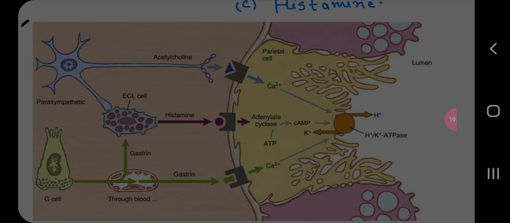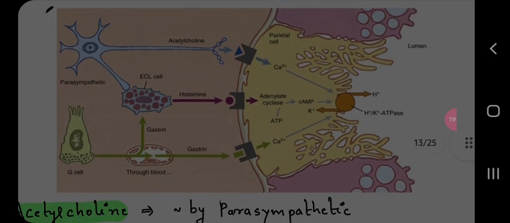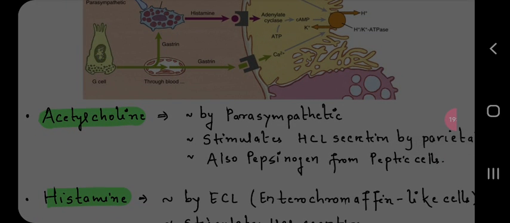calcium, lumen, H plus K plus ATPase. So here you can see H plus K plus ATPase is important. Acetylcholine by parasympathetic stimulates HCl secretion by parietal cells, also pepsinogen from peptic cells.